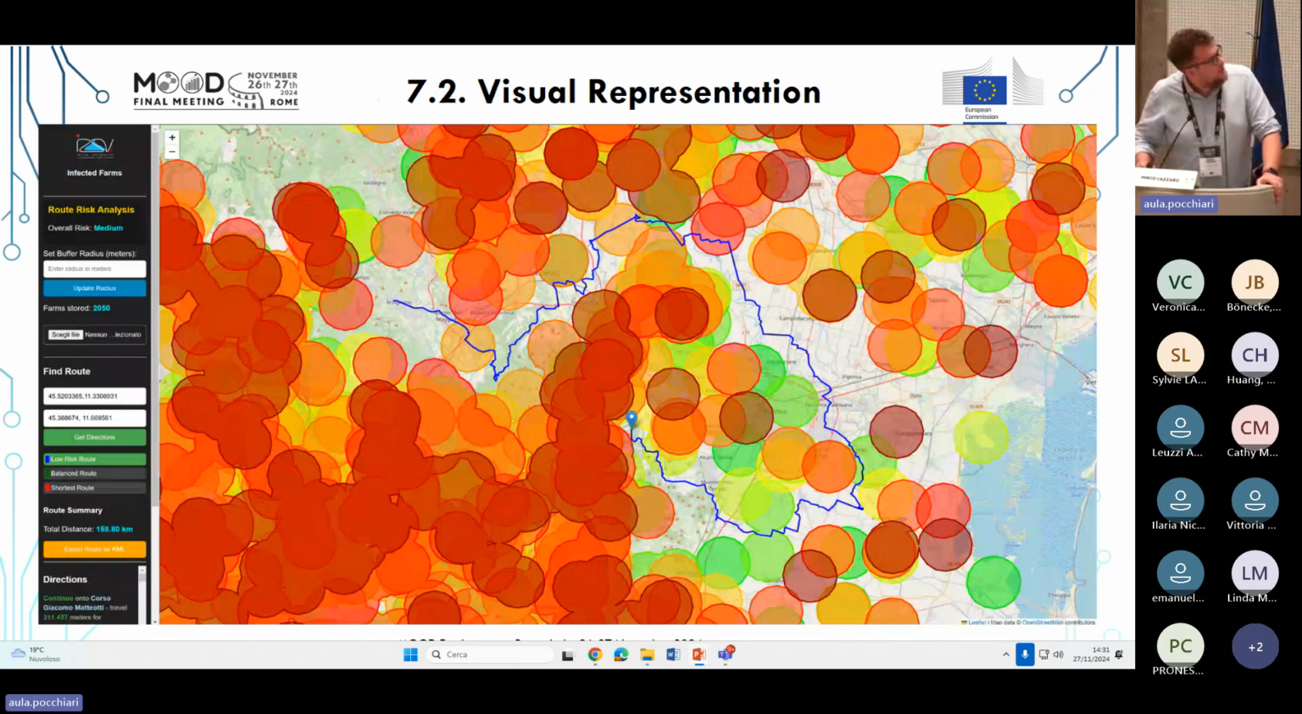So this is our interface, and we can see in this simple example that with this implementation, the retrieved path from the routing engine effectively tries to avoid infected areas. Circles in here represent buffers, and the colors represent the risk. As it gets closer to red, it is more risky.